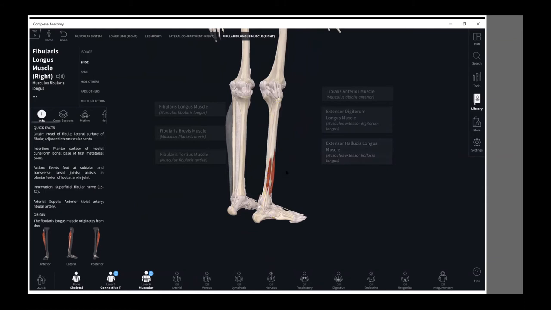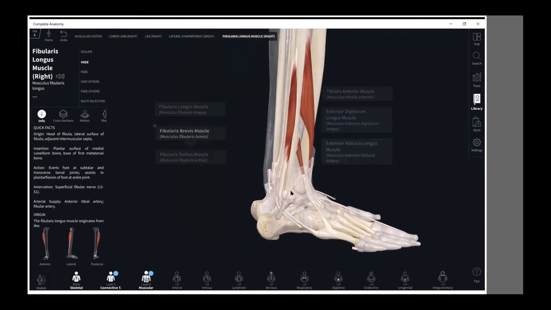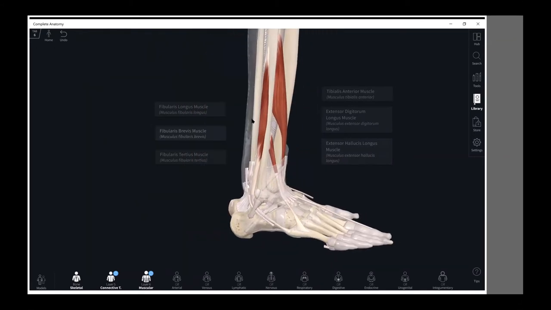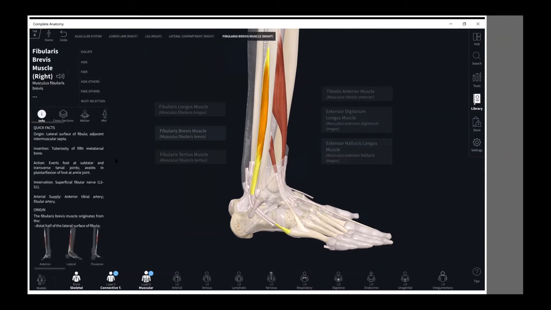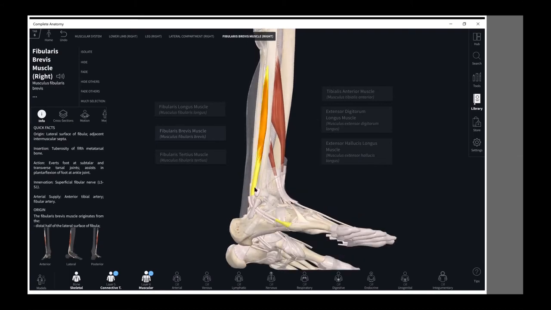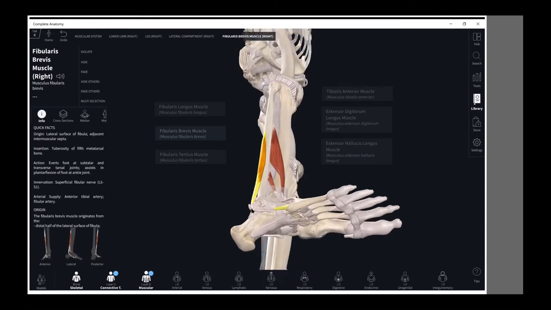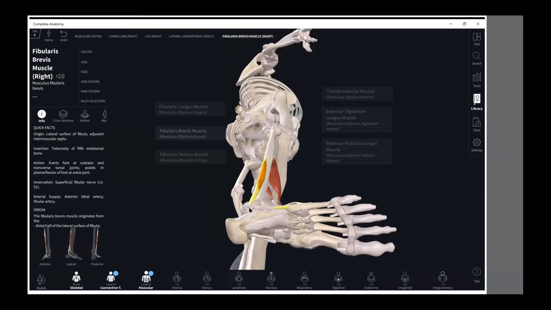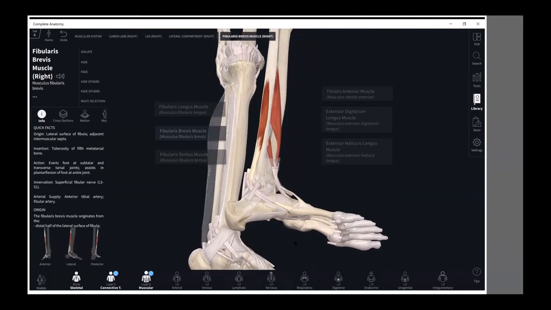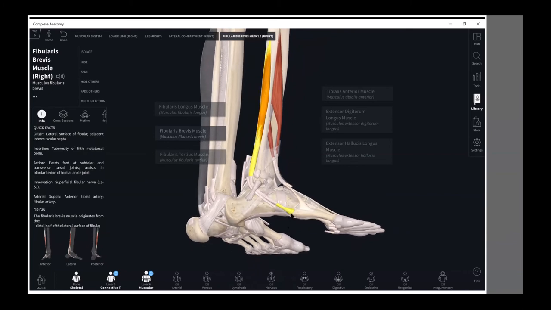I'll hide that so that we can see peroneus brevis. Okay. So peroneus brevis, its origin is the lateral surface of the fibula and the adjacent intermuscular septa. It inserts in the tuberosity of the fifth metatarsal bone. And so whereas peroneus longus follows a very similar course posterior to the lateral malleolus, their final insertion is on opposite sides of the foot. So they play a big role in inversion, eversion there. The action, it everts the foot at the subtalar and transverse tarsal joints, and it assists in plantar flexion of the foot at the ankle joint. It's also innervated by the superficial fibular nerve, L5, S1.